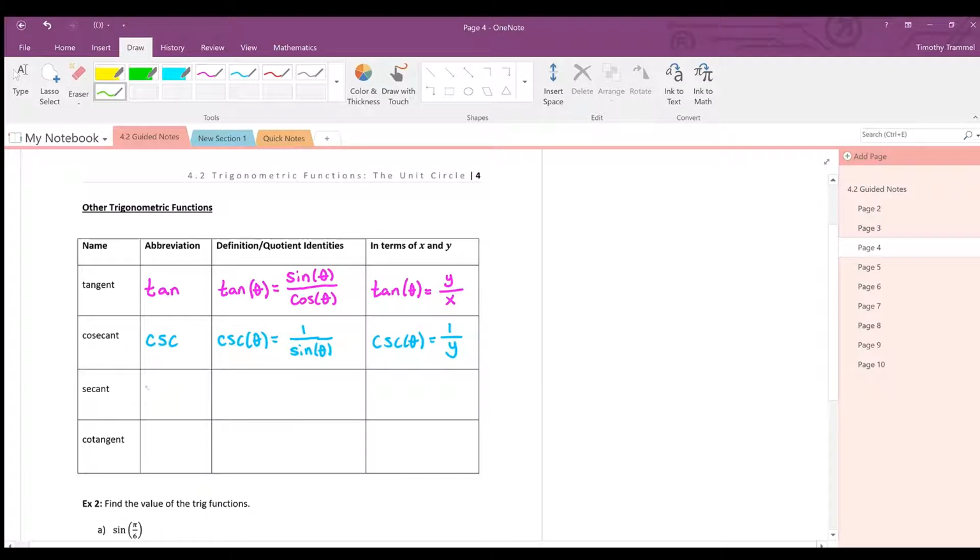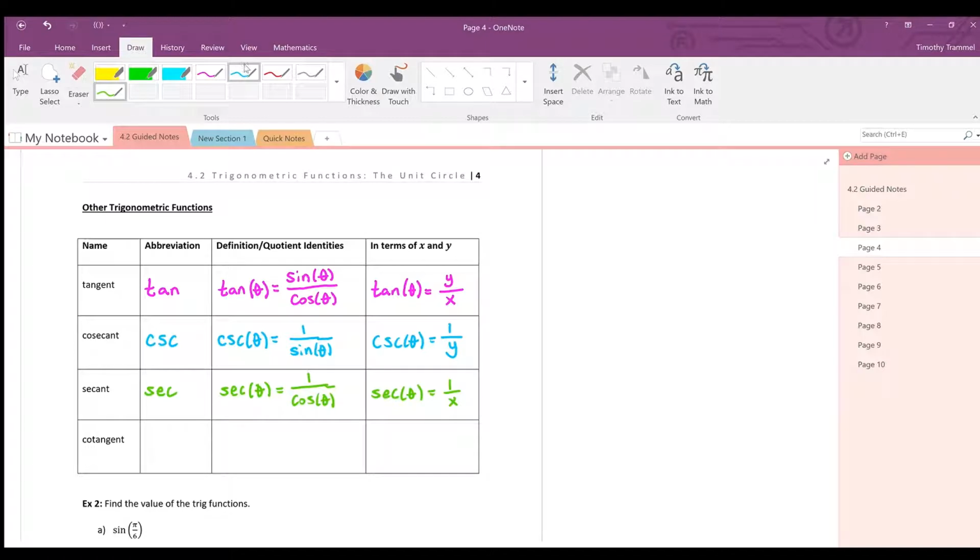And then secant. So secant of theta is defined to be 1 over cosine of theta. And we could rewrite that as secant of theta is equal to 1 over x. One thing that might help you remember the definitions for secant and cosecant is that it goes the other way than you'd think. You'd think that cosecant would be associated with cosine and secant would be associated with sine, but it's actually the other way around.